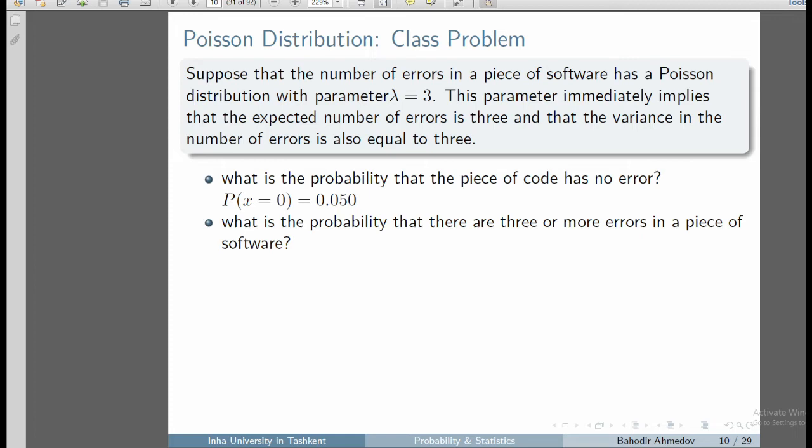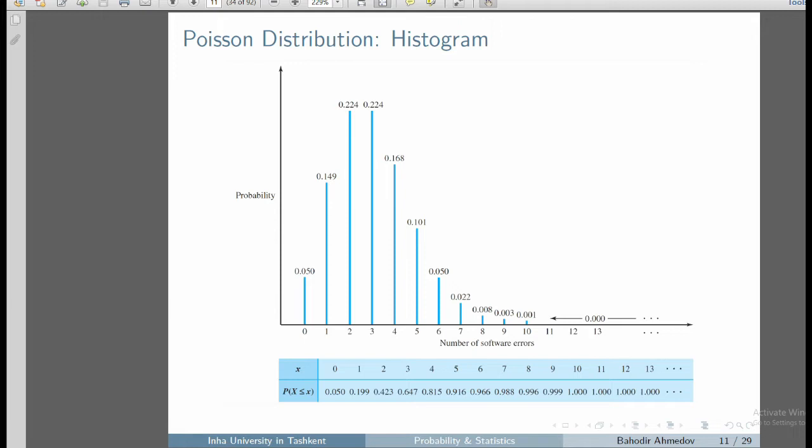E to the power of minus 3, right? Okay. And for the next problem, there are 3 or more errors. That means that x is greater than or equal to 3, right? Or it is 1 minus P of x less than 3, right? So we need to use the complement, okay? So this is the typical histogram of the Poisson distribution. This is how it looks like, okay?